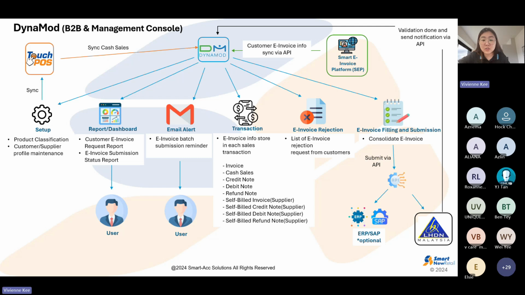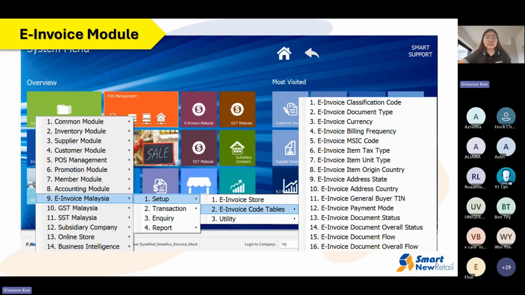So let us go inside the Dynamod system. I will show you some print screens. This is the latest version, which will include the e-invoice module. Okay, you can see from the menu here, this is the new e-invoice function. It will show up for you once we activate the e-invoice.